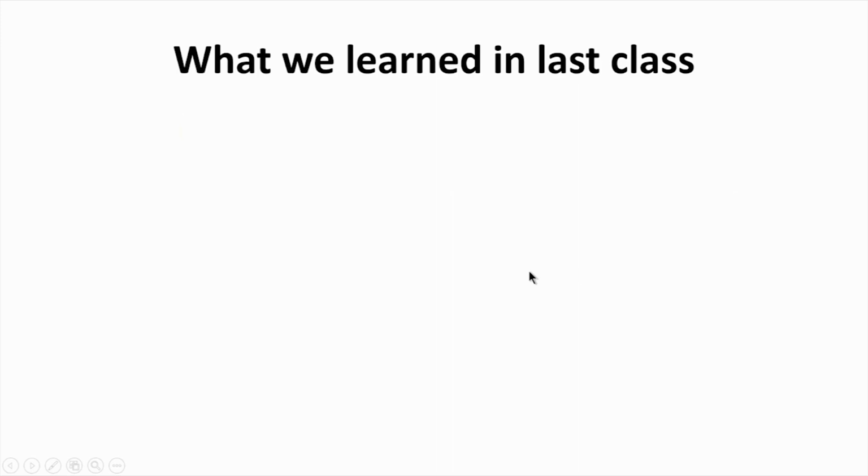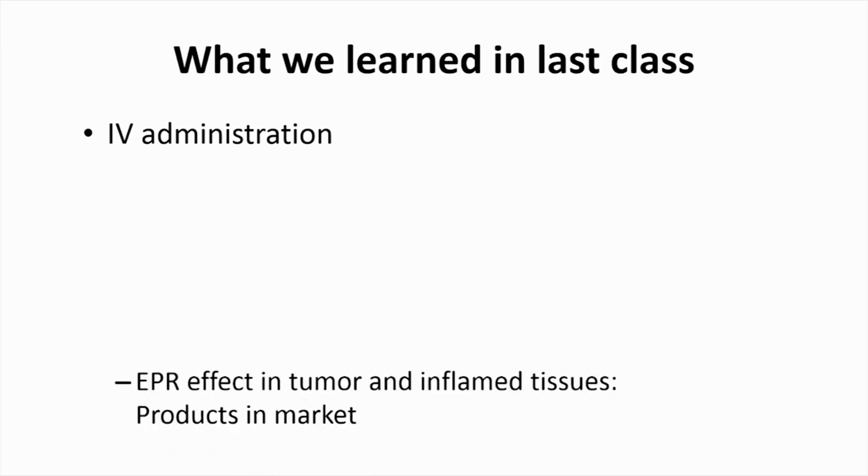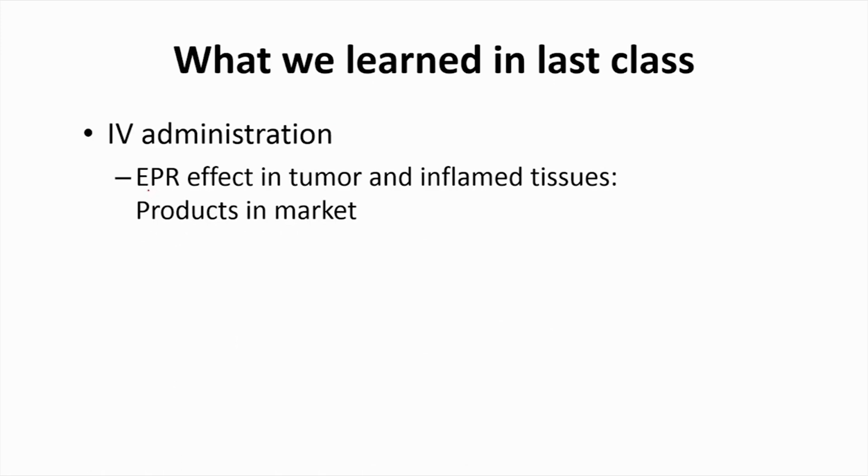So, a quick recap of what we learned in the last class. We started the last class with the module on route specific delivery, and we talked about IV administration in a lot more detail. We had discussed the EPR effect, which is the enhanced permeation and retention of a drug in the tumor regions compared to healthy tissue, and that is because the tumor regions are first of all leaky. So, it is called enhanced permeation, and then the things that go in the tumor region are also retained there. That is because there is quite a bit of fluid being accumulated because of the lack of lymphatics.